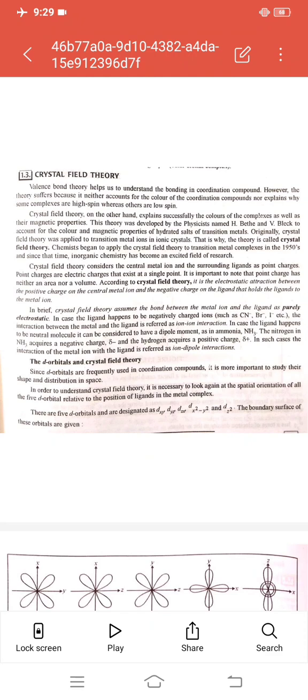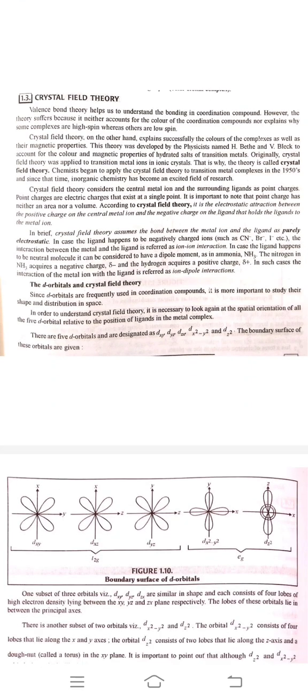The d orbitals and crystal field theory. Since d orbitals are frequently used in coordination compounds, it is important to study their shape and distribution in space. In order to understand crystal field theory, it is necessary to look again at the spatial orientation of all the 5 d orbitals relative to the position of ligands in the metal complex.